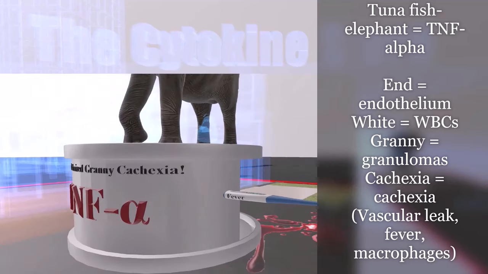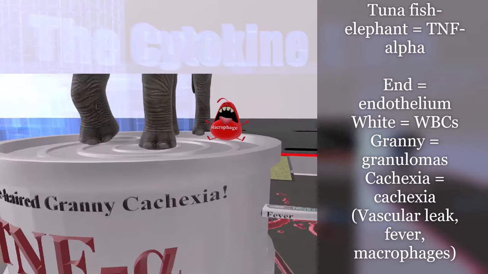And the vascular leak that we see on the floor over here reminds us that TNF-alpha leads to vascular leak. And again, the thermometer reminds us that TNF-alpha can mediate fever. And again, the macrophage that we see over here, I guess he wants tuna fish and the elephant is not letting him have it. This macrophage reminds us that TNF-alpha, just like IL-1 and IL-6 and IL-8 and IL-12, is secreted by macrophages.